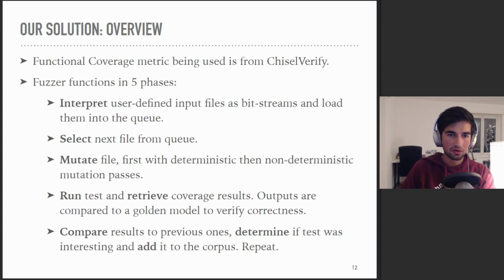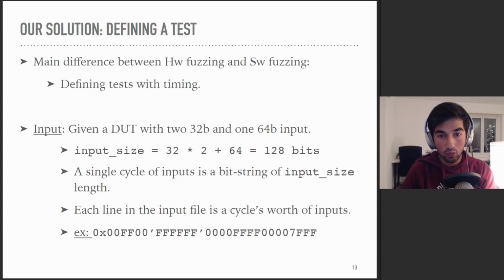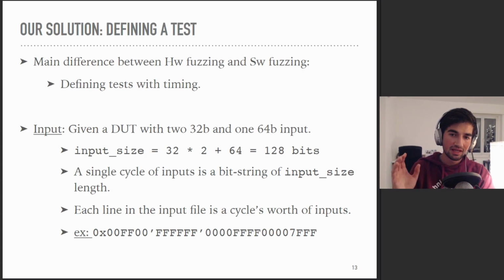So before we go any further, it's important to explain what we define as a test. The main difference with a software fuzzer test is that here we need a way of defining timing. This is done by stepping the clock between every input-sized segment in an input file. The input size is the sum of all of the DUT's input bit lengths. So for example, given a DUT with 2 32-bit inputs and 1 64-bit input, the input size would be 128 bits. So that's how we define a test in our fuzzer.